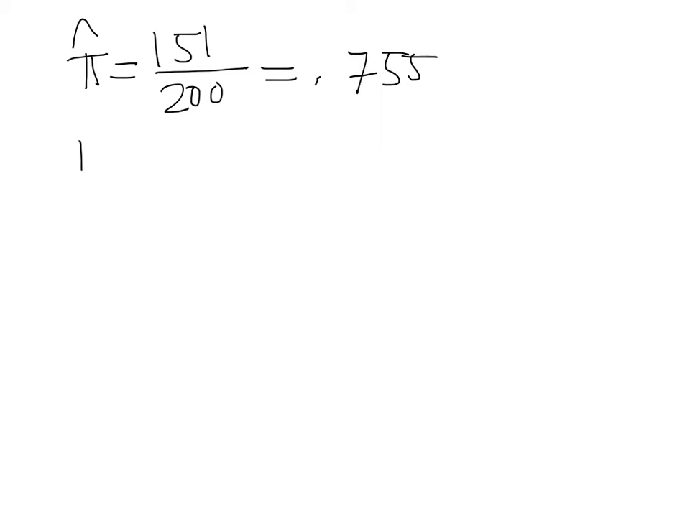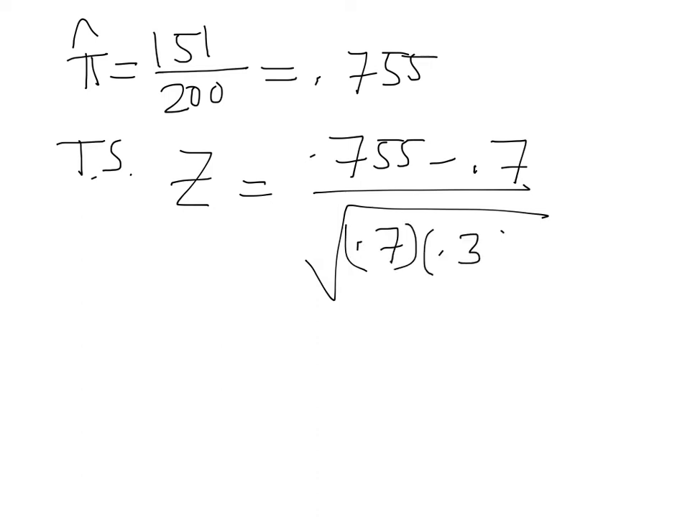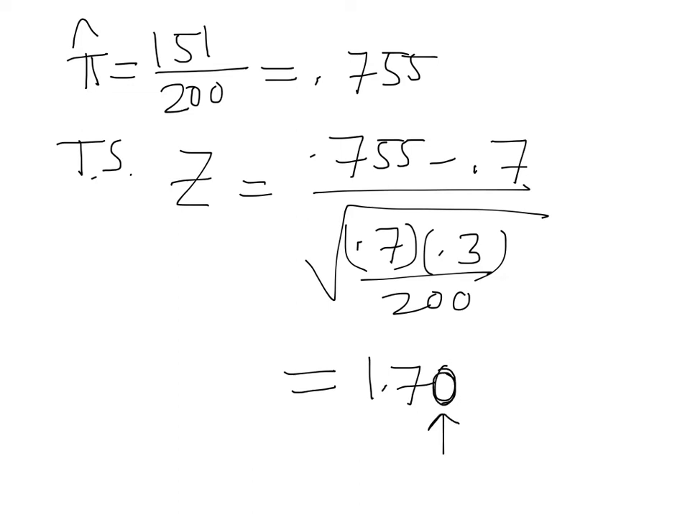Next, pi hat. What is pi hat? What proportion? Out of 200, 151 are due to lightning. So it is 0.755. So the test statistic value would be z equals pi hat, 0.755, minus pi naught, which is 0.7, divided by the square root of pi naught times 1 minus pi naught divided by 200. When you calculate, you can see it will give you 1.70. Now, why did we take second decimal place accuracy? Because your normal distribution table goes with the second decimal place.